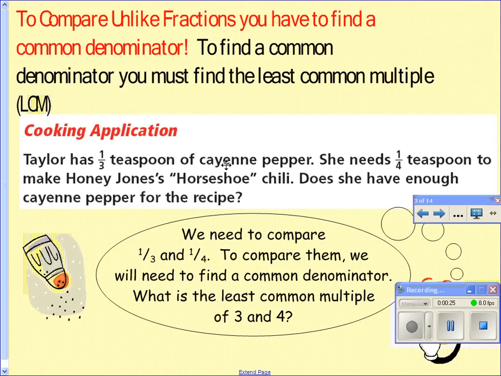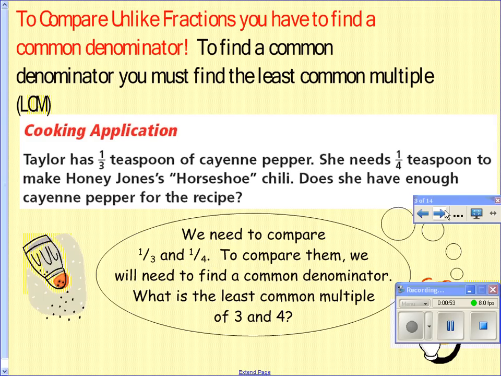So to compare unlike fractions, you have to find a common denominator. You did this in 6th grade to find the least common multiple. Our example says Taylor has 1/3 teaspoon of cayenne pepper. She needs 1/4 teaspoon to make Honey Jones horseshoe chili. Does she have enough cayenne pepper for the recipe? So the first thing we have to do is compare and order 1/3 and 1/4.